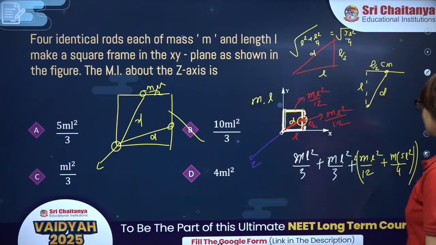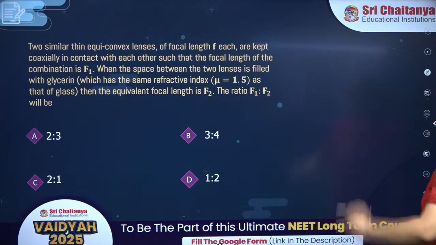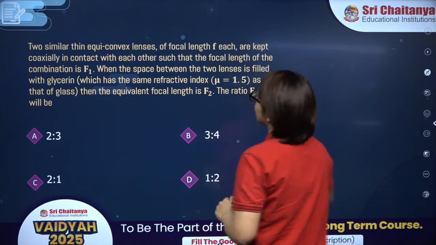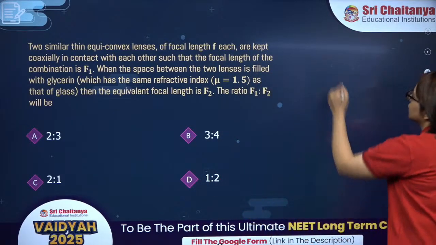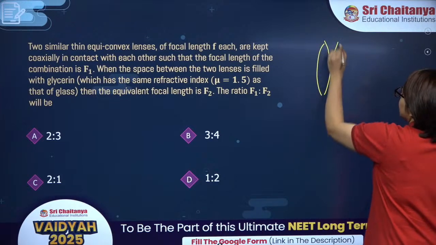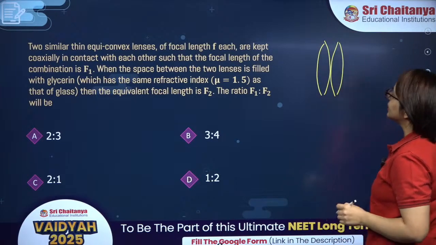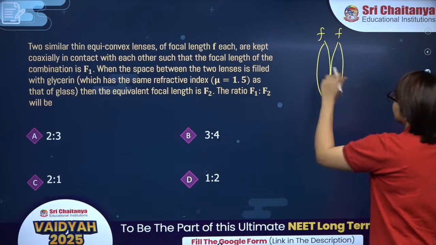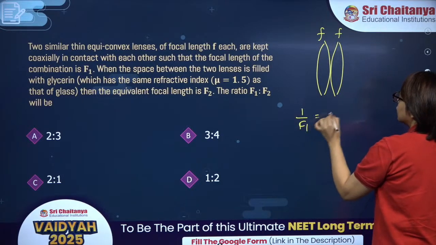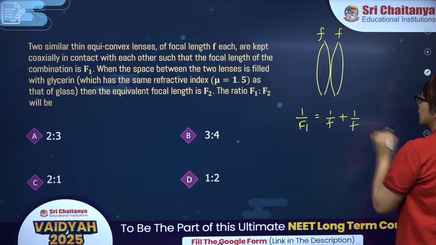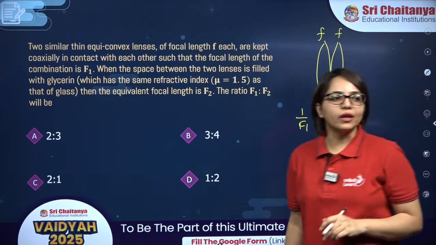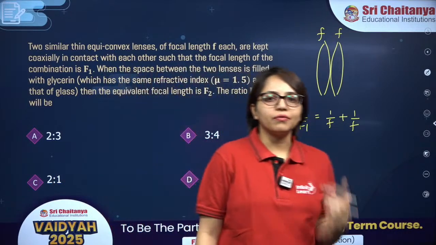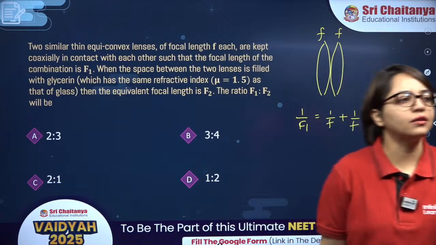For this as well, these two are parallel axes. So find this D and apply this parallel axis theorem over here. Okay, chaliye. Next is this one over here. Two similar thin equiconvex lenses of focal length f each are kept coaxially in contact with each other such that the equivalent focal length is f1. So if each of these has focal length f, the equivalent focal length 1 upon f1 should be 1 upon f plus 1 upon f, right? That is how we write the equivalent focal length of the combination. 1 upon f equivalent is 1 upon f1 plus 1 upon f2 plus 1 upon f3 and so on.